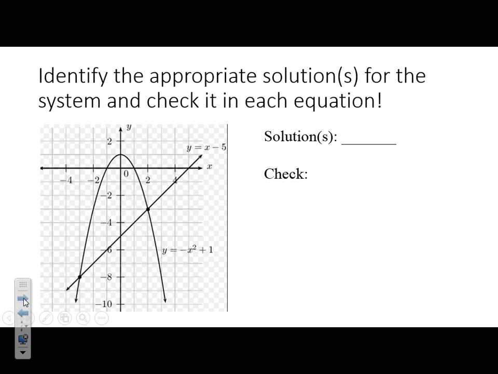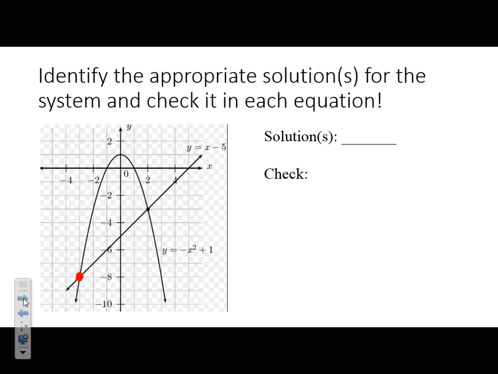This next one, you have to draw this graph. Write out the question, please. It says identify the appropriate solution or solutions for the system and check it in each equation. So when you're finding the solution, that is where the points intersect. If you look right here, the line and the parabola meet right there. So that's going to be one solution.